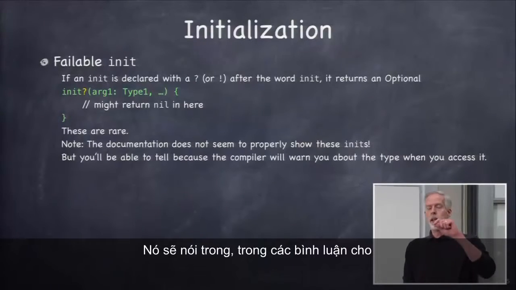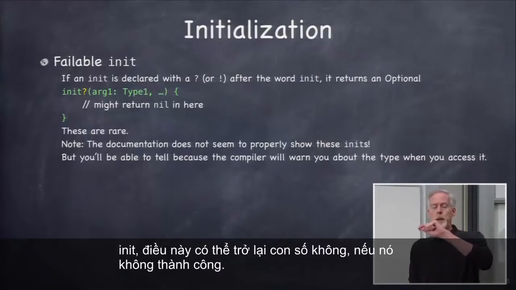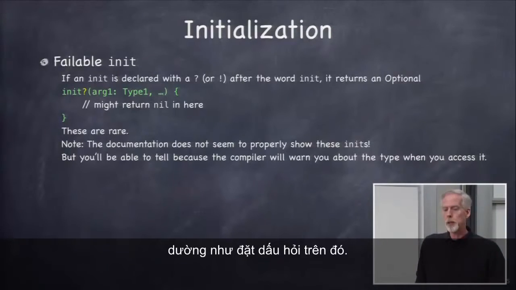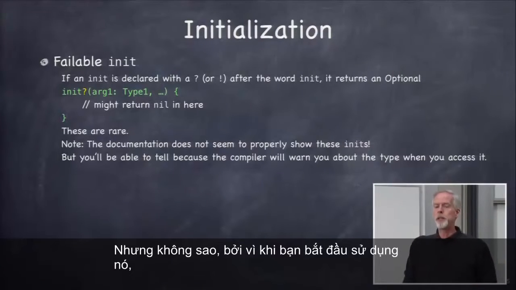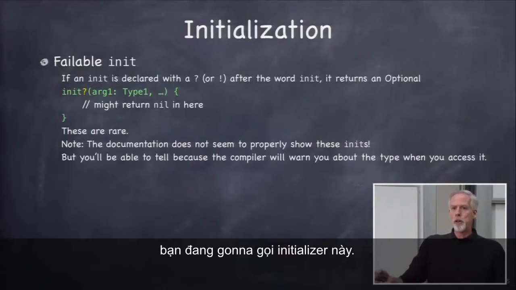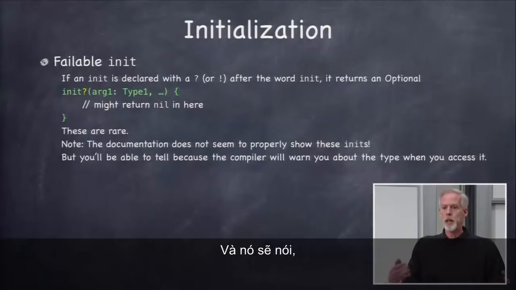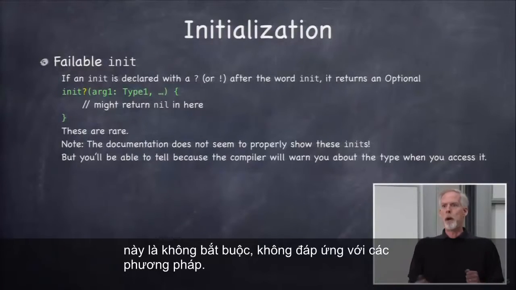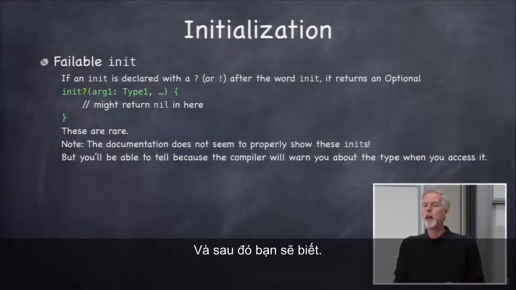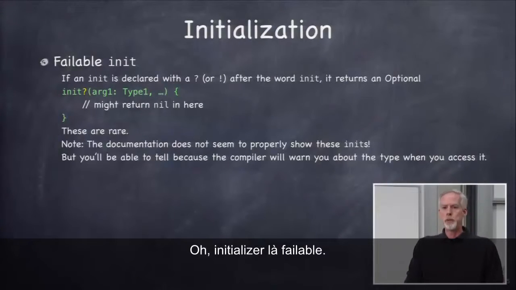It will say in the comment for the init, this can return nil if it fails, but it doesn't seem to put the question mark on there. But that's okay, because when you start using it, you're going to call this initializer, and the thing's going to come back, and you're going to try and send messages to it, and it's going to say, this is an optional, does not respond to the method. And you're like, what? It's an optional? And then you're going to know, oh, the initializer was failable.